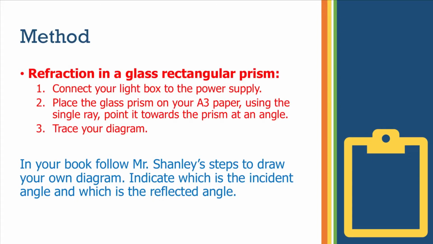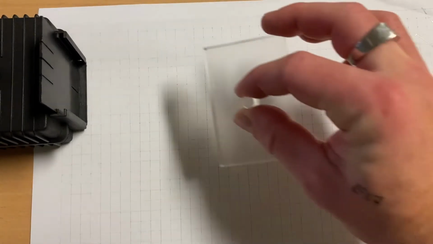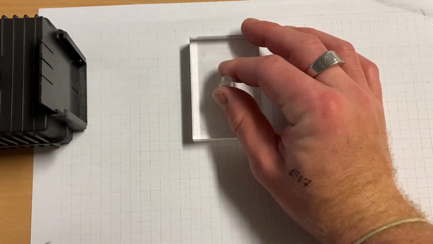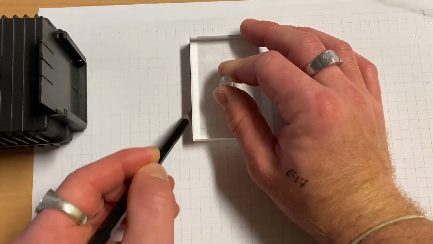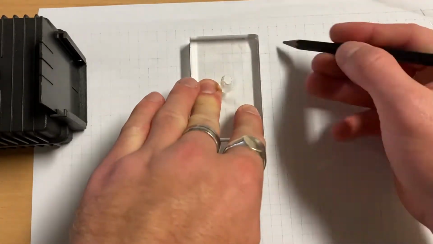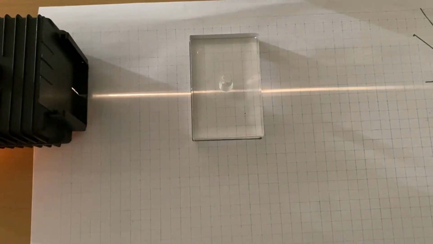The next phenomena we'll be observing is refraction in a glass rectangular prism. Pause now to write down your method. Once again, we'll be using the single slit and a rectangular prism of glass. To trace this diagram, we want to start by tracing around the piece of glass that we'll be using. Your next step is to turn on the ray box.